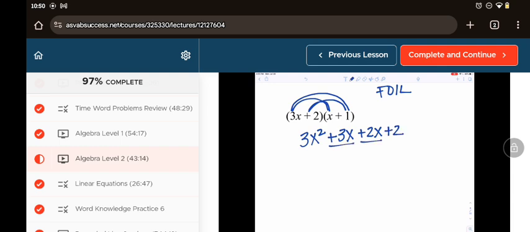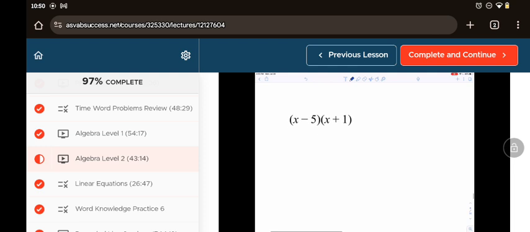So now we combine these two, we add them up. They have the same variable, the same exponent, so we can add them together. So we get 3x squared, 3x plus 2x is 5x plus 2. And there we go. Okay, let's look at the next example.